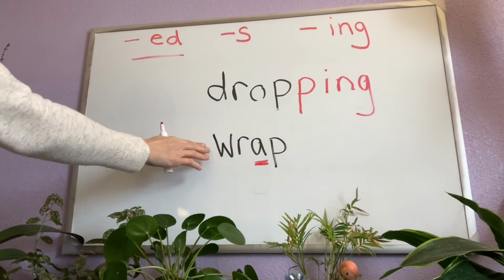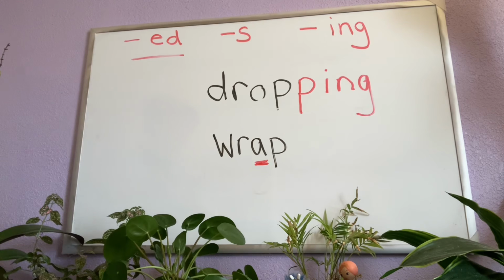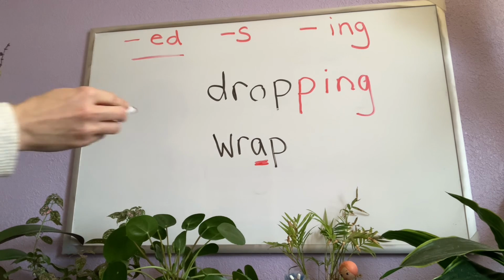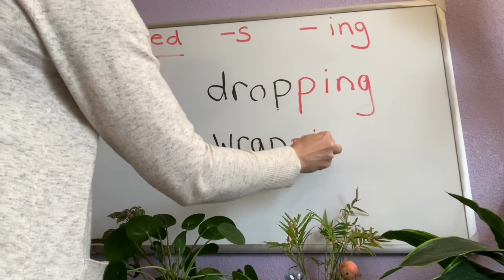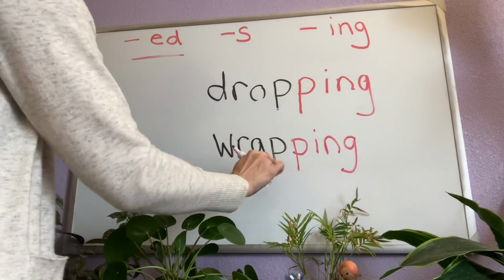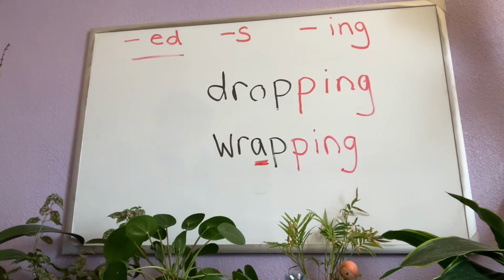I want you to try change the ending of wrap to wrapping. Pause here if you need to. Did you double the P, then add ing? That's right. You needed to double the consonant so that your A still had the short sound.